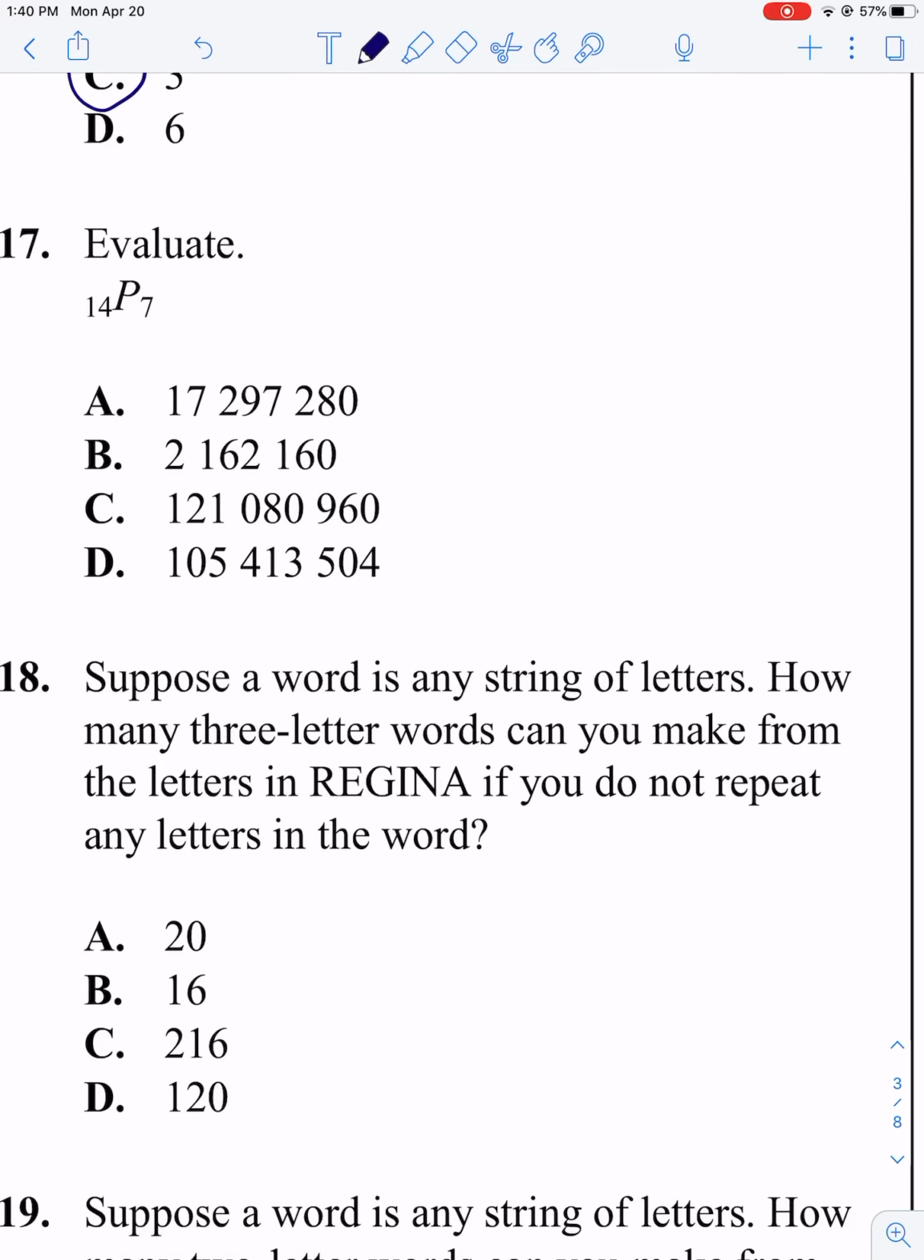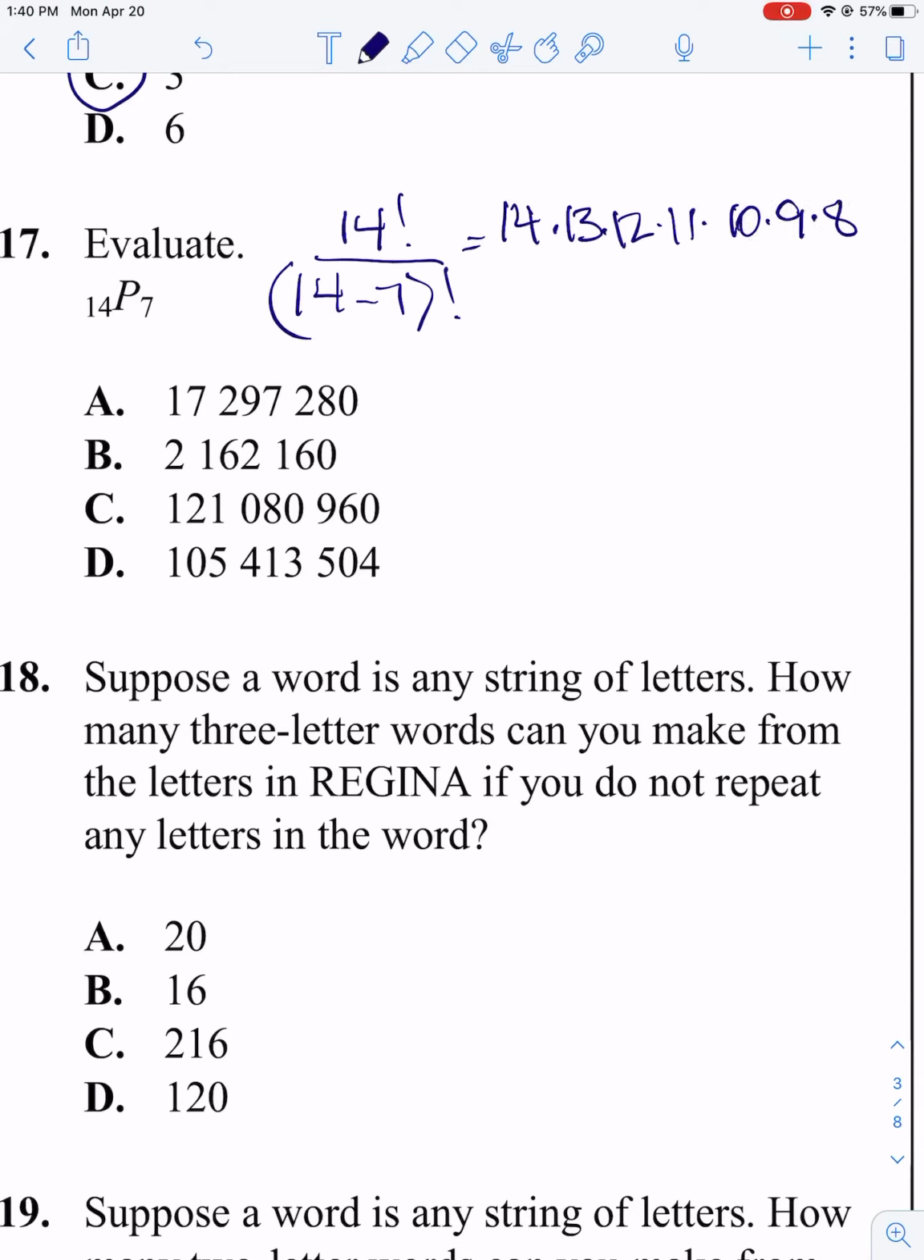So 14p7 means 14 factorial over 14 minus 7 factorial. So that's 14 times 13, 12, 11, 10, 9, 8. And then I'm going to stop here at 7 factorial because 14 minus 7 here is 7 factorial. And I can get those two to cancel. So in my calculator, I'm just going to put 14 times 13 times 12 times 11 times 10 times 9 times 8. Again, you could plug this in as this, but I like to do the canceling. So that works out to 17,297,280.